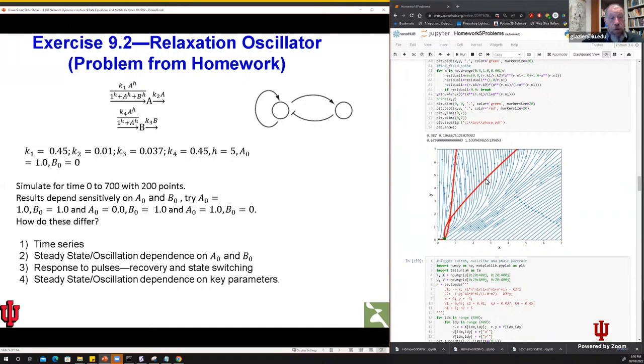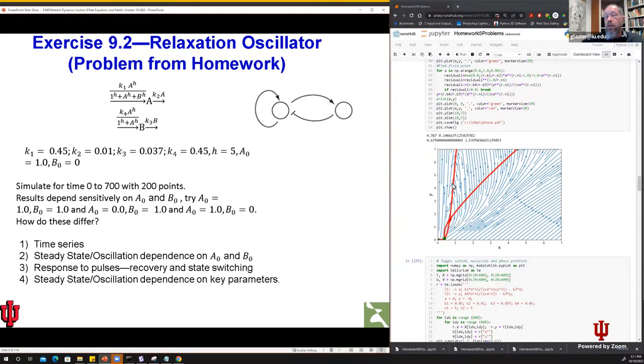A fixed point is when both dA by dt and dB by dt are zero. So by definition, when these lines cross, I have a fixed point. You'll notice that the red line that I'm pointing at with my mouse is where dA by dt is zero. The line is vertical. The trajectories are vertical. When I cross that line, I go from A increasing to A decreasing.